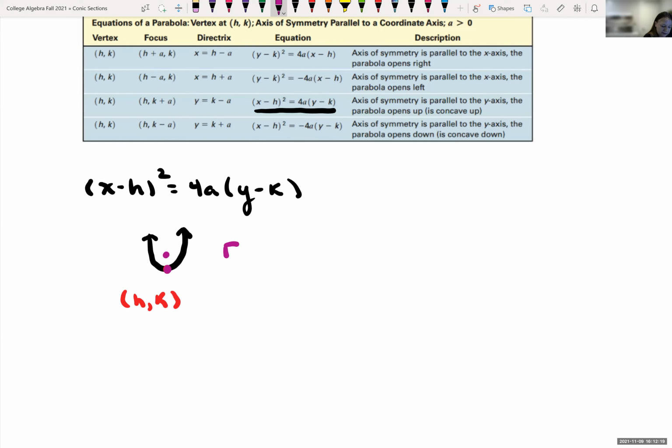So our focus is, the x value is h, just like the vertex, but to get up to that point where the focus is, we have to add this value of a. So it would be k plus a.